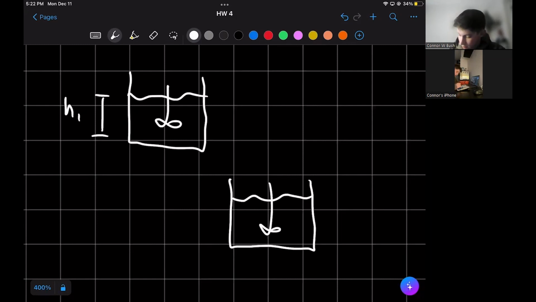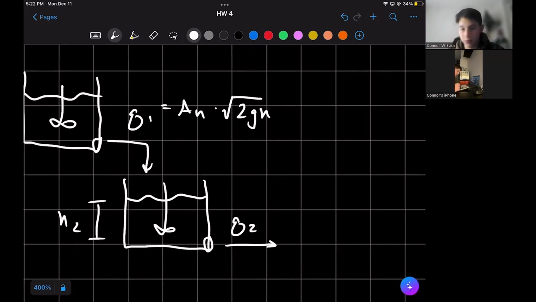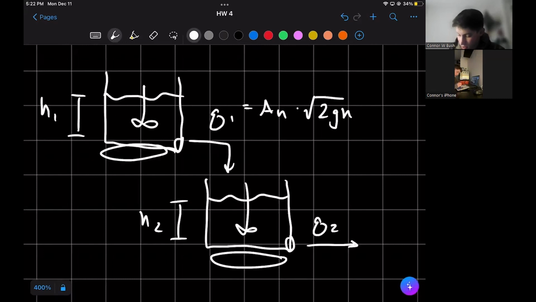Tank 1 is going to have a height of H1, tank 2 a height of H2. There's a small hole at the bottom of each of these tanks where fluid is leaving. In this case, the fluid leaving from tank 1 is going to be called Q1, and that is equal to the cross-sectional area of that hole times the square root of 2gH. And then similarly, we have Q2. The cross-sectional area of the hole is going to be equal in this case. And then the tank also has a cross-sectional area AC that is equal.